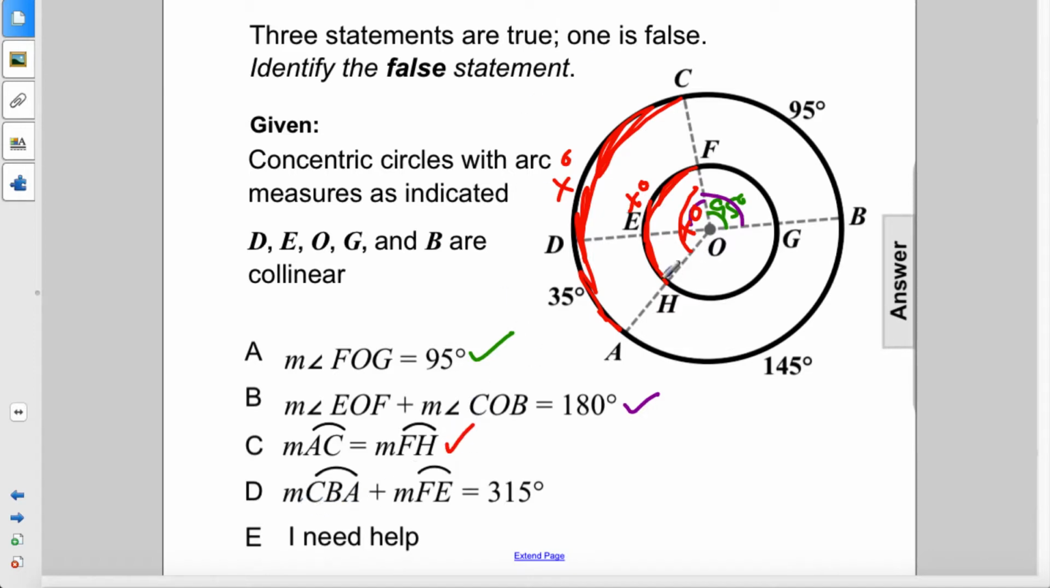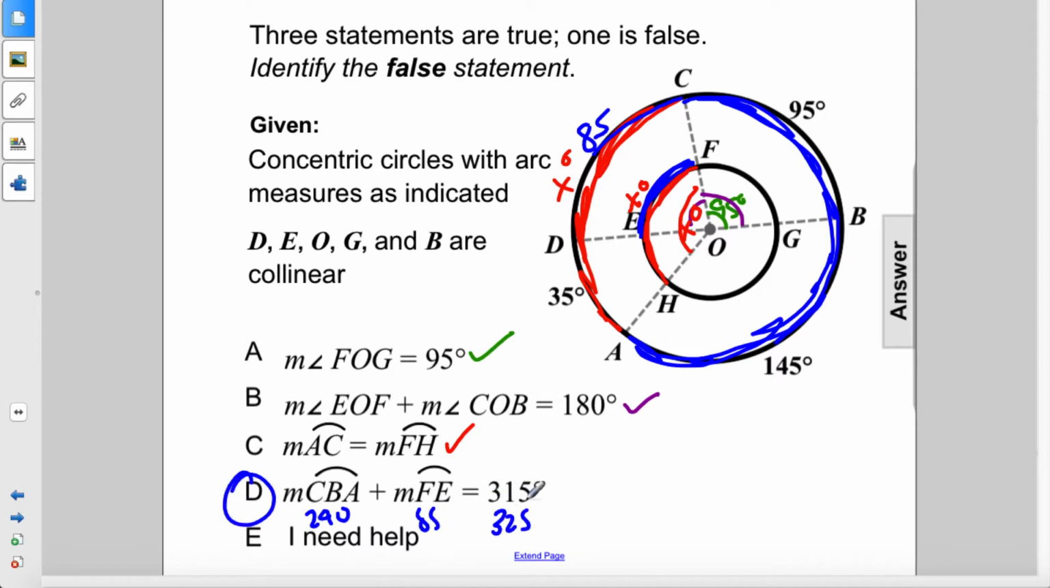Finally, we have the measure of CBA, so the arc that goes all the way around here. So what is the measure of this arc? 95 plus 145 gives us 240. So 240 plus the measure of FE. How do we figure out the measure of FE? Well, since this is a line, this is a semicircle, which means these add up to 180 degrees. So if you take 180 and subtract 95, you get 85 as this measure. So if you take 240 and add 85 to it, you get 325. So this is not true. This is not 315, it's 325.